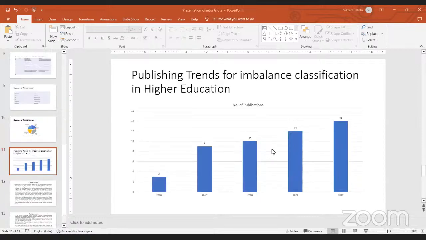This is the publishing trend for imbalanced classification. It is very clear from the graph that from 2018 to 2022, there is an increment in the publishing trend for imbalanced classification. It means we have to overcome the problem of imbalanced classification whenever we talk about higher education.